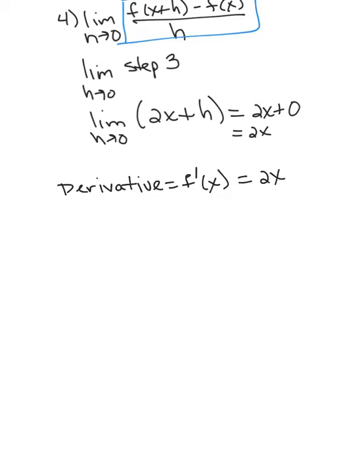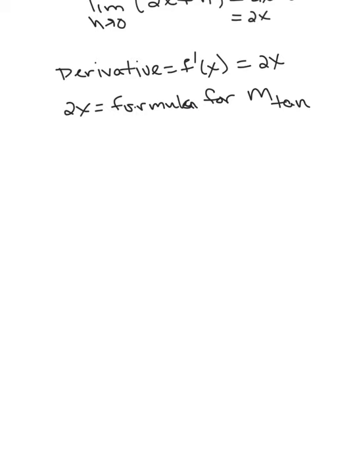In this particular case, our application was slope of a tangent. So the 2x is, because it's a derivative, our formula for slope of a tangent. And that's what we were asked to find on question 1. So we are finally done with question 1. Now let's go to question 2.